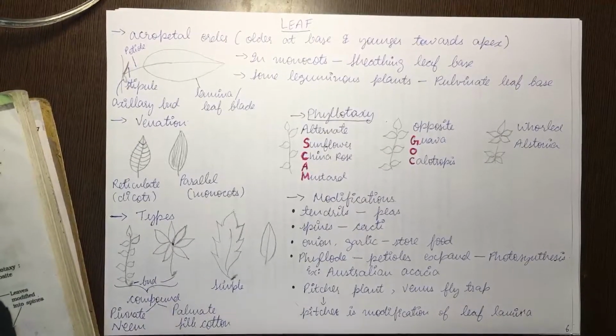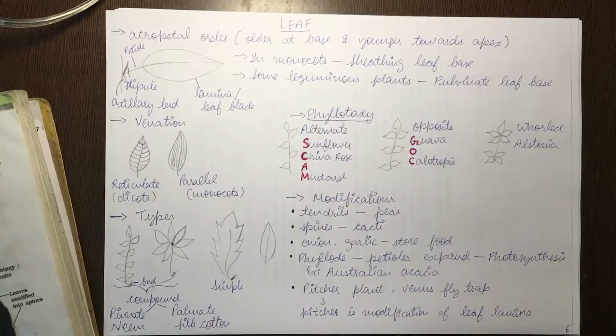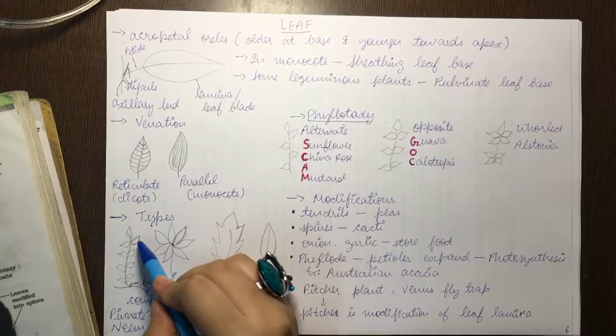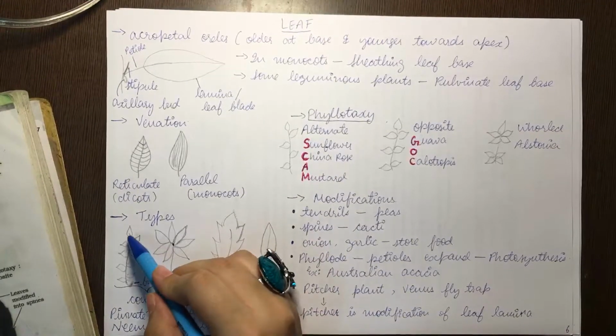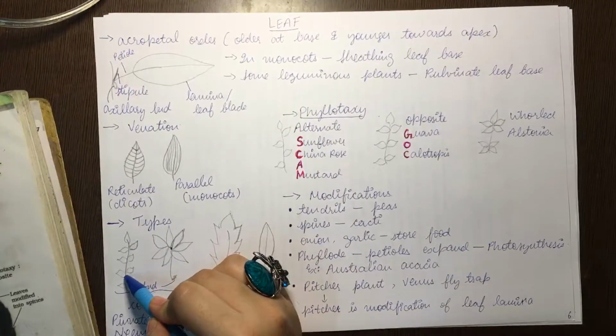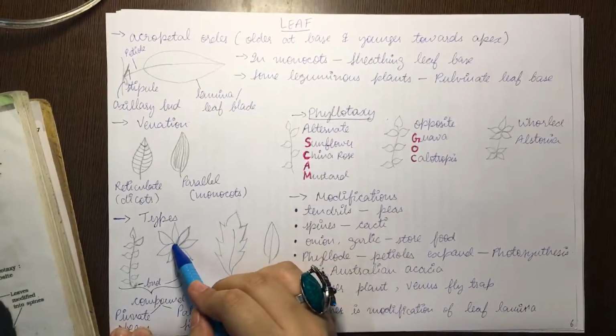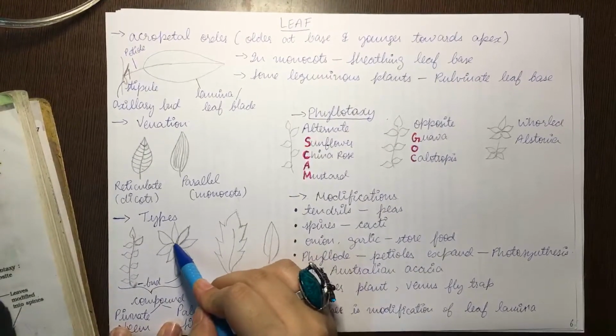Compound is further of two types, pinnate and palmate. Pinnate is when all the leaflets are present on a common axis here. And in palmate, they are attached at a common point.